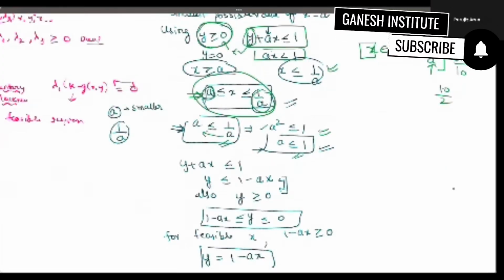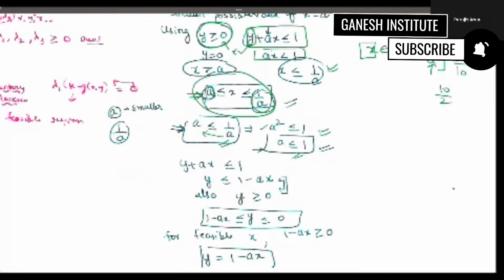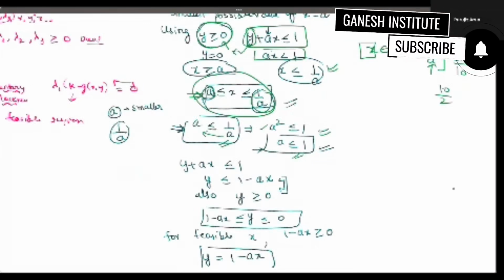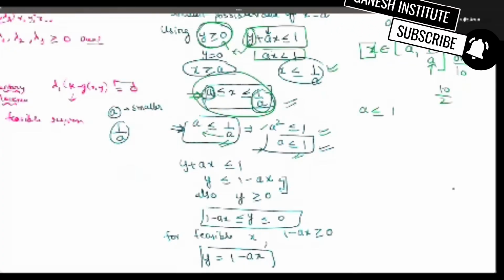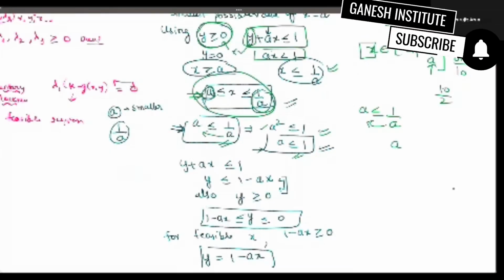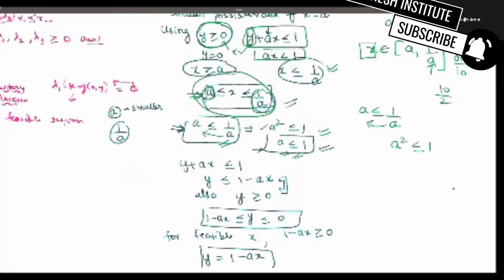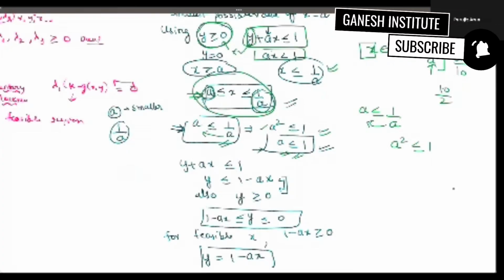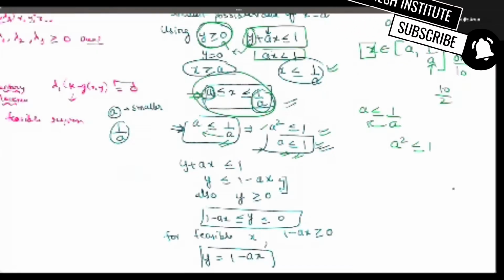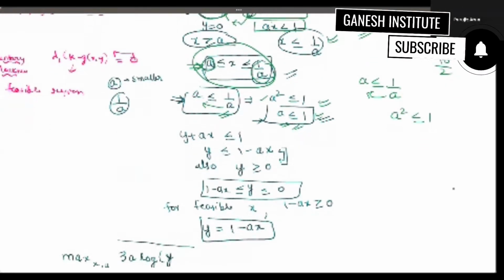My main aim is to find out a for KKT, less than or equal to 1. From this relation I can say a is less than 1 by a, so I need to find out a. I have taken a into a, that is a square less than or equal to 1. So a is less than or equal to 1. I'm not taking minus 1 because a has to be positive. Now I have found out a, and it turns to find out y.